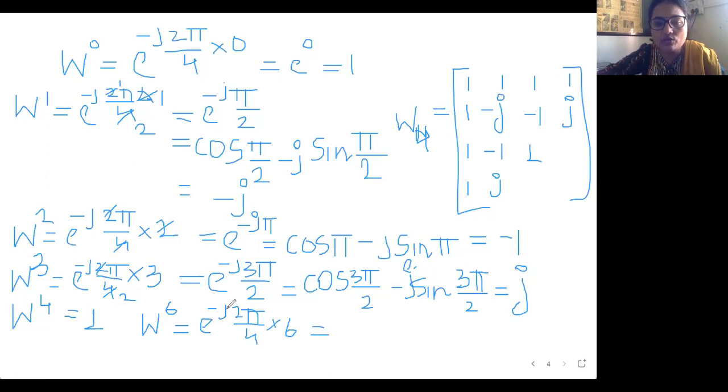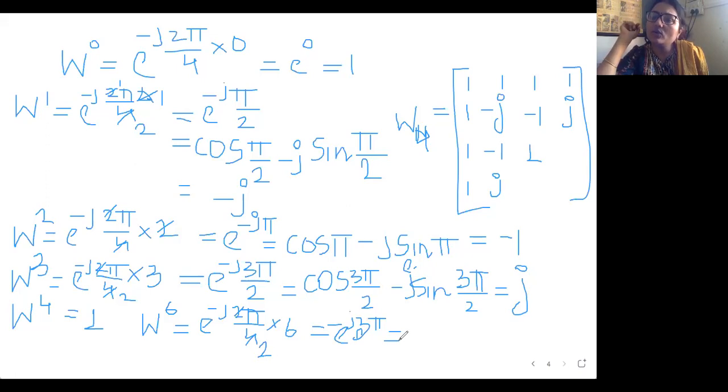What does this become now? 2 to the 4, and 2 3s are 6. Is 3 pi coming? Yes ma'am, minus j 3 pi. Then what is the value of 3 pi? e raised to minus j 3 pi is cos 3 pi minus j sin 3 pi.